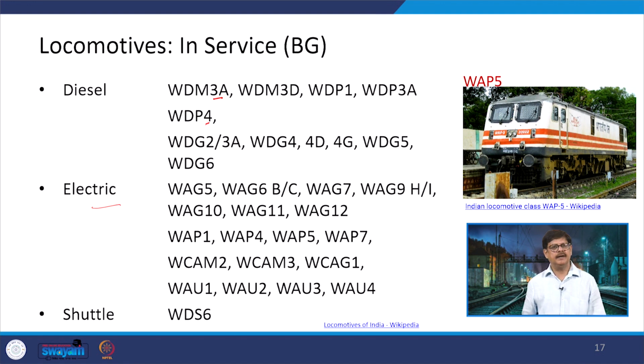Then CAM we did talk about. As soon as CA comes, it means it has both tractions, DC and AC. So they have a 2, 3 there, and WCAG1 is there. WAU1, that is a multiple unit system, 2, 3 and 4 are there. And for shuttling, we have WDS6 in operation. And these are related to the broad gauge.